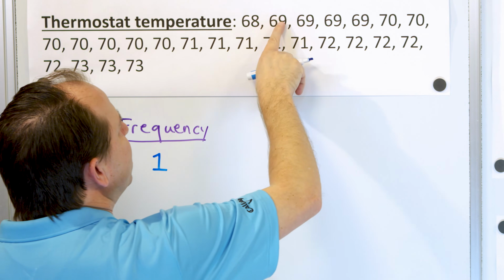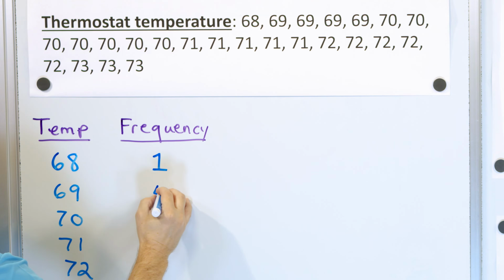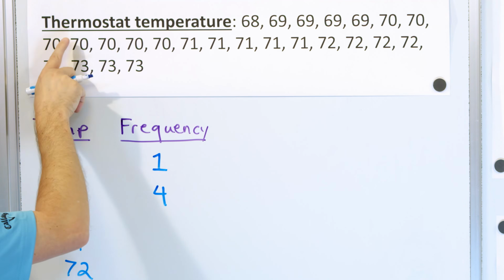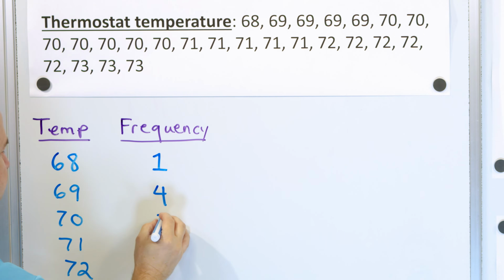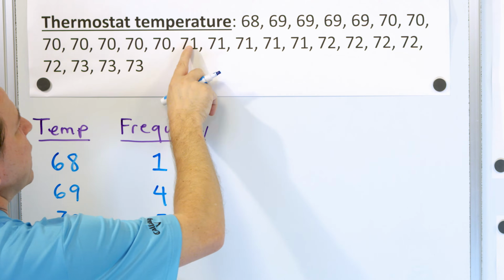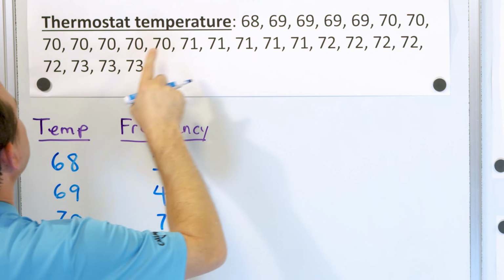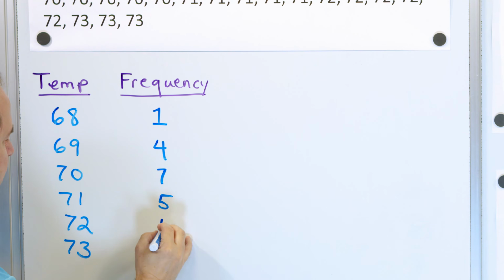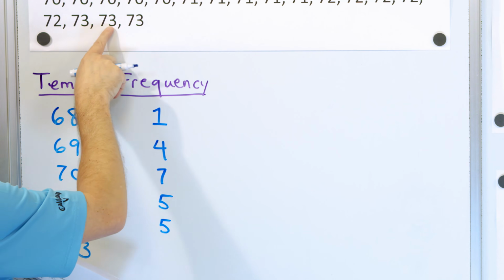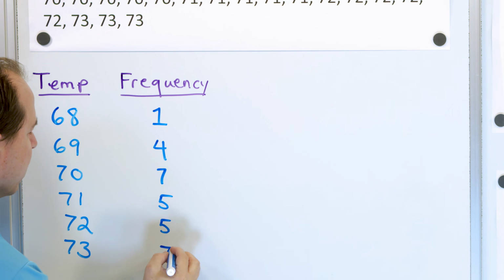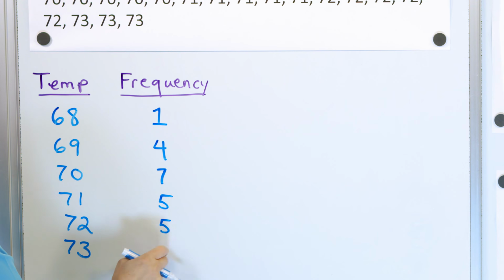Now for 69, that happened 1, 2, 3, 4 times. So we had 4 different houses answer 69. And then for 70, 1, 2, 3, 4, 5, 6, 7 people answered 70. And then 71, we had 1, 2, 3, 4, 5. 5 people answered 71. And then 72, we had 1, 2, 3, 4, 5. And don't worry about this table being so pretty because we're going to make a pretty version in a second. And then we had 73. Only 3 people answered 73. So before, whoops, I put the wrong number here, not 7, it should be a 3. Only 3 people answered 73 degrees.